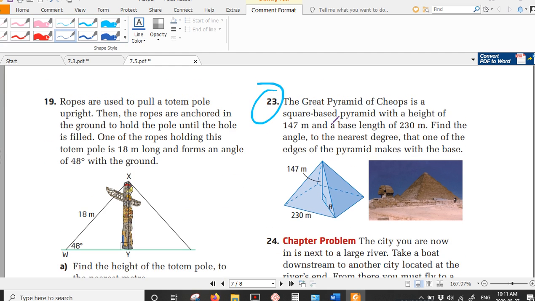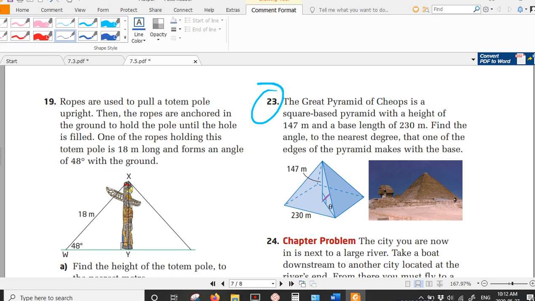And 23. Okay, so our job is to find what? The angle right here. Okay, so to find that angle, our first job is, I know that this is 147. So I need another length, either this edge here or this bottom. Okay? But it sounds like this bottom would be easier to find, this length.